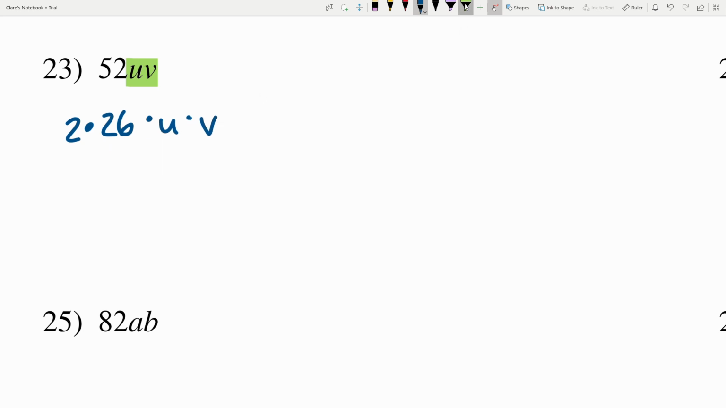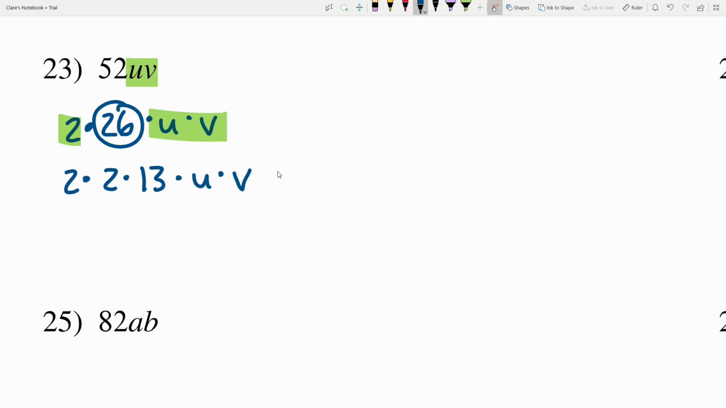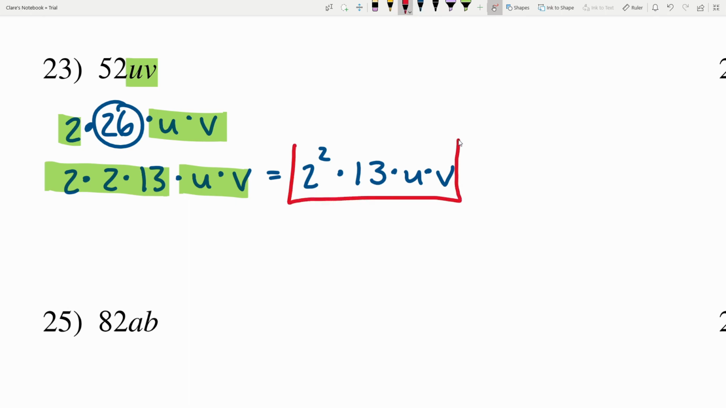Now 26 is not prime. 2 and u and v are fine. 26 is divisible by 2. So rewriting 26, I'll write that as 2 times 13. And that gets multiplied by u and v. Now I have all prime numbers multiplied together with my variables. So grouping the repeated ones, I have 2 2's. So that will be 2 squared, because 2 squared is equal to 2 times 2. I'll multiply that by 13, then u, and then v. 2 squared times 13 times u times v is my prime factorization in number 23.